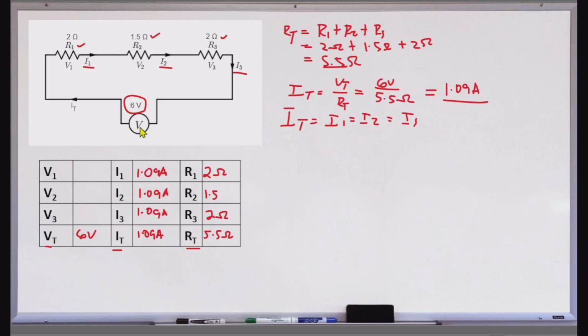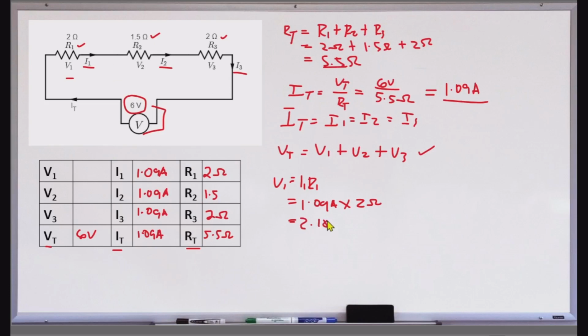Now, for the voltage, the total voltage is divided among each of the components. So when we add up all the individual voltages, we will have the total voltage. That is V sub t is equal to V sub 1 plus V sub 2 plus V sub 3. Before we get into this, we need to compute first the individual voltages here in the series circuit. So for V1, V sub 1 is equal to I sub 1 times R sub 1. Our I sub 1 is 1.09 ampere, multiplied by our R sub 1, which is 2 ohms. So that is 2.18 volts.